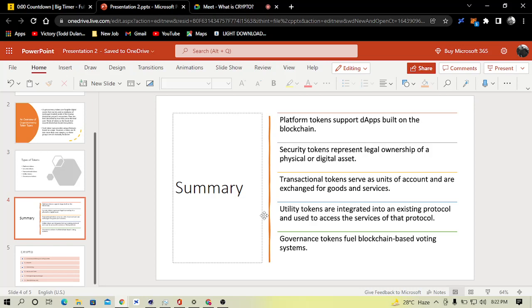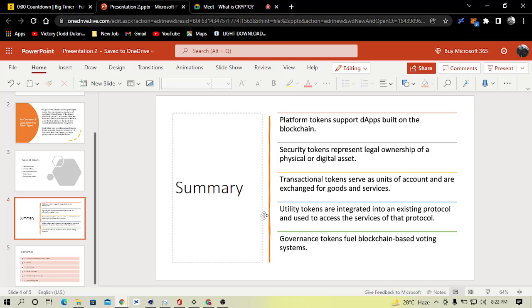Integrated into an existing protocol. So like Anchor protocol now, basically, the Anchor token is a utility token, or should I say the UST? Yeah, the UST is the utility token. It is what is integrated into the Anchor protocol.